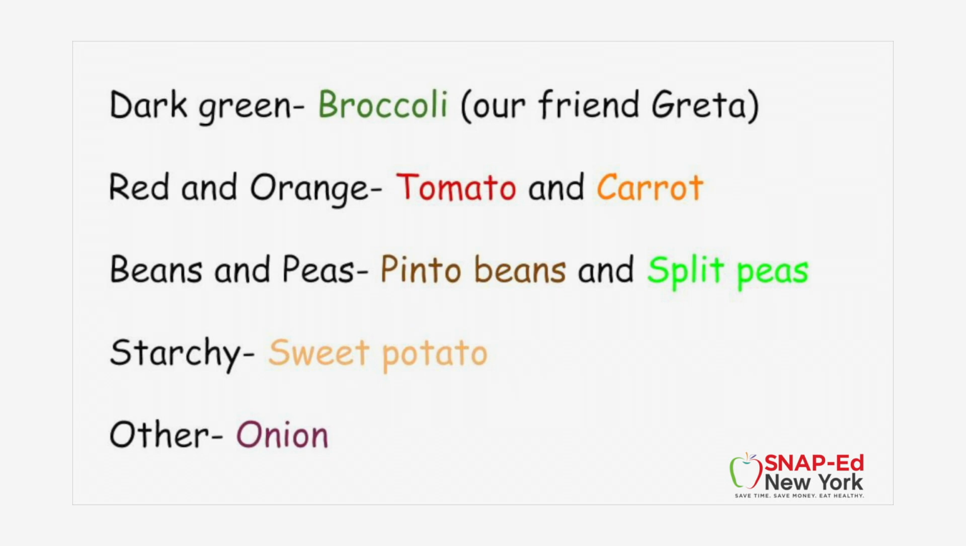She also says a tomato fits the red or orange category, and so does a carrot. Pinto beans are part of the beans and peas group, and so are split peas. A starchy vegetable is a sweet potato, and a vegetable that doesn't fit in any of these categories would be an onion. Thank you so much, Greta, for telling us about the vegetable subgroups.